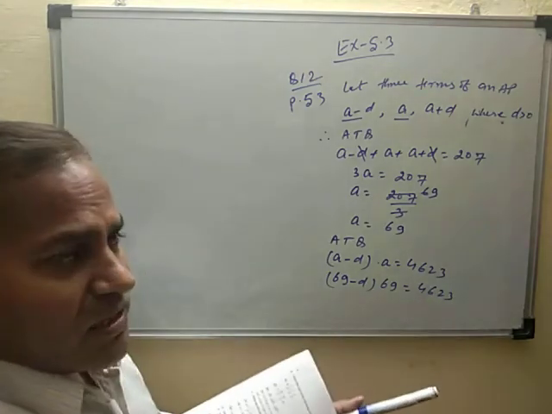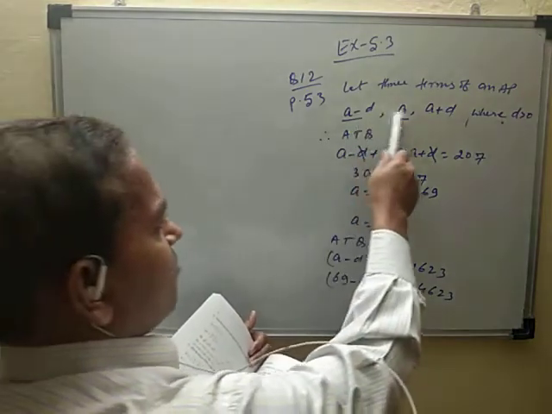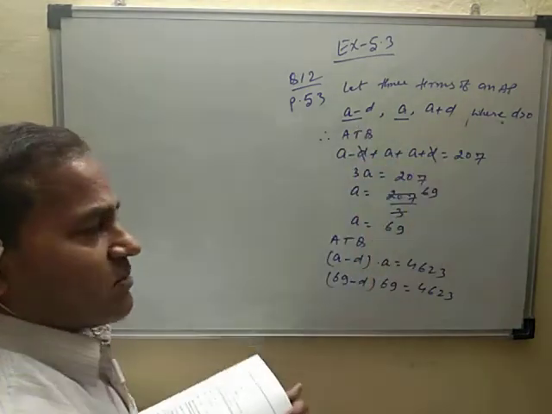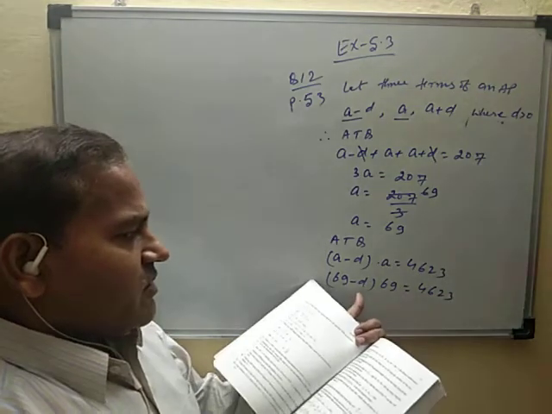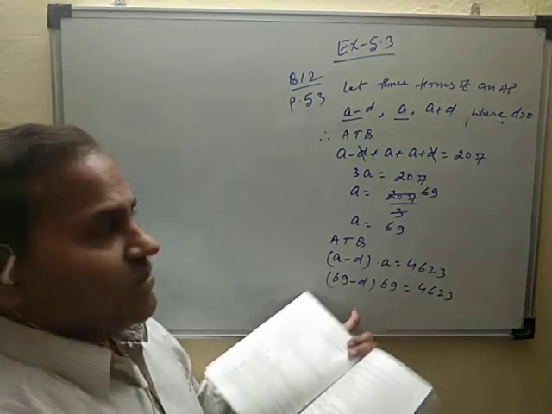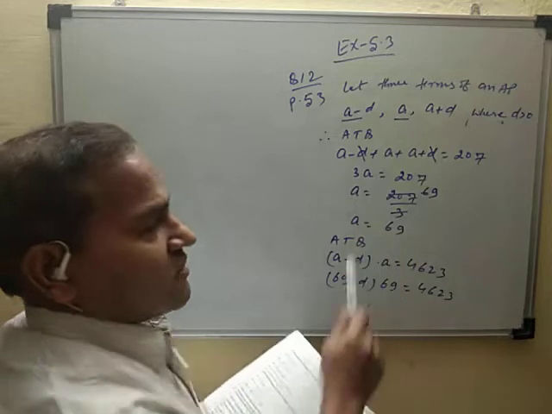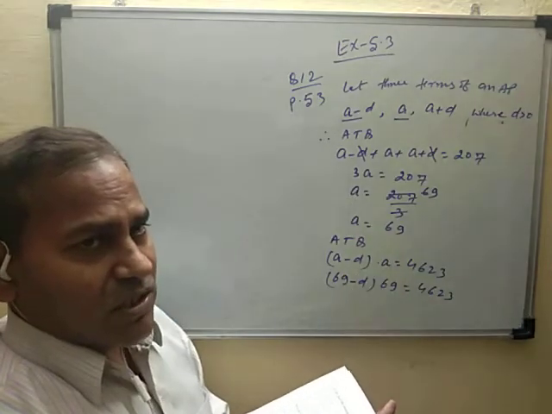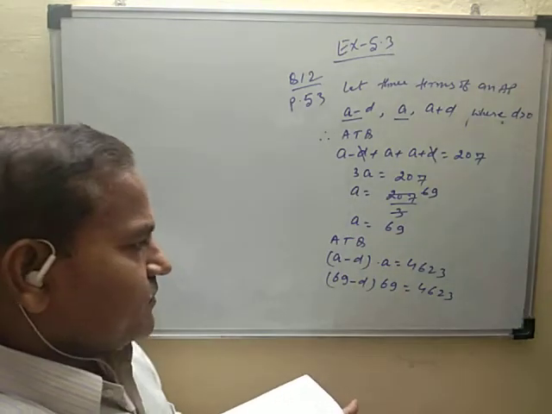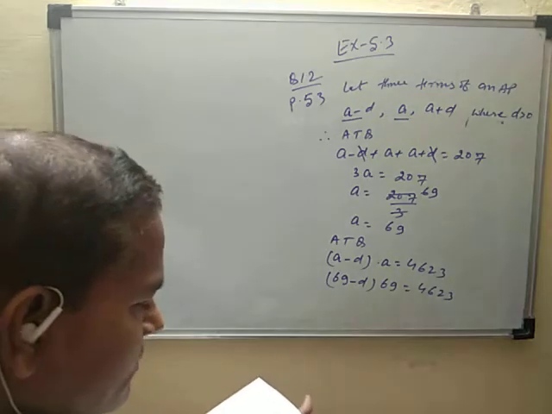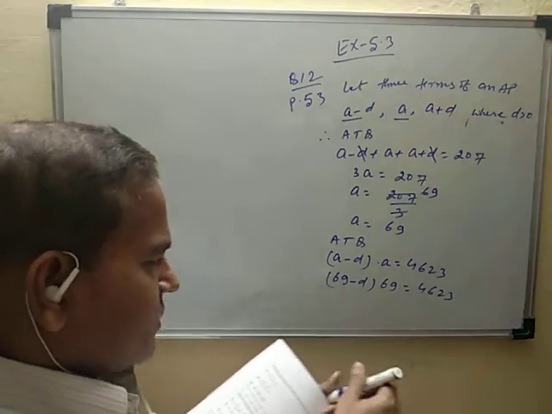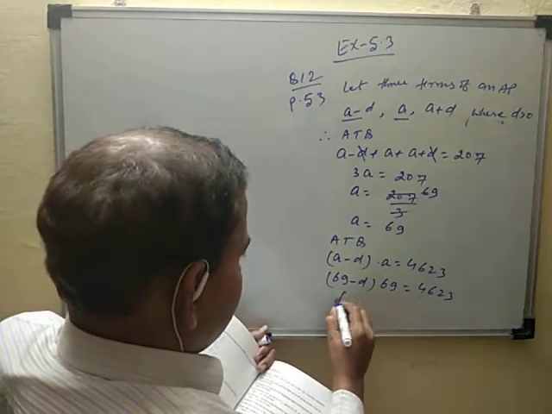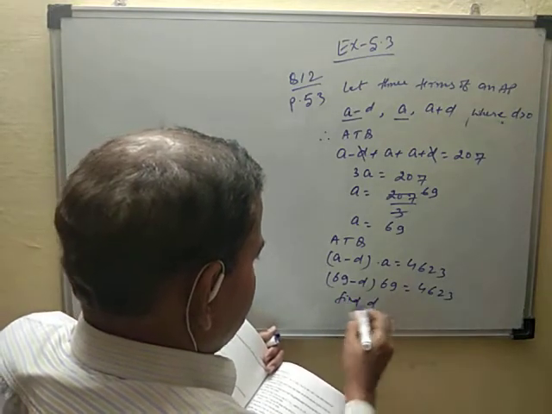Now find D and put the values of A and D both here, and we get the required parts of 207. From here we will find D, and after finding D we will put it here. So these are the 3 parts of 207. Okay. Next, here find D.